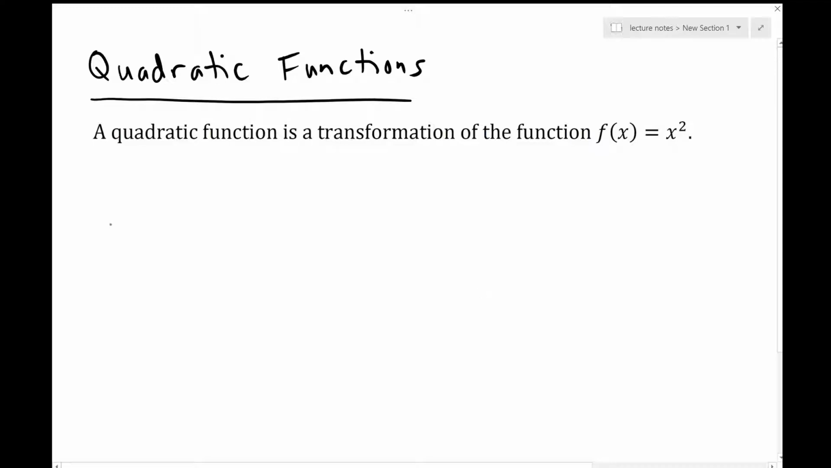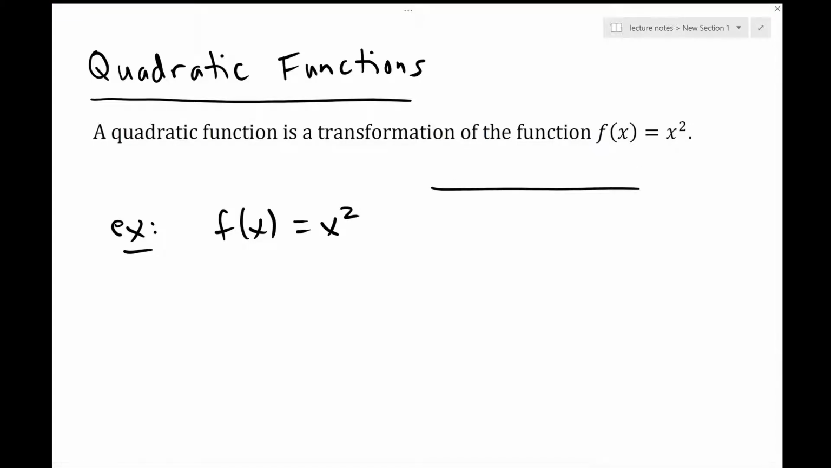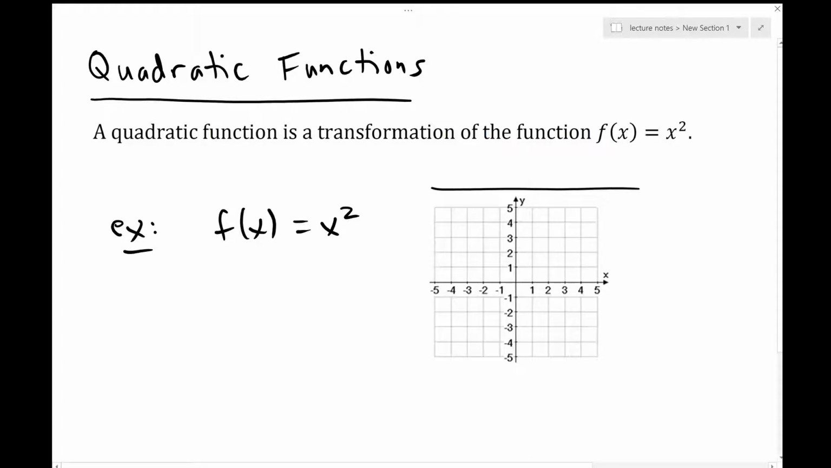So f of x equals x squared, this is one of our toolkit functions that we talked about in previous sections. So of course we should make sure we remember how to graph this. So remember, it's just an ordinary parabola is what we call the shape there. So it goes through the points (0, 0), (1, 1), (-1, 1), (2, 4), and (-2, 4). And graphing these points together, we get the familiar shape of a parabola.